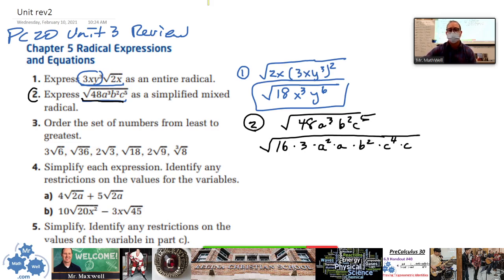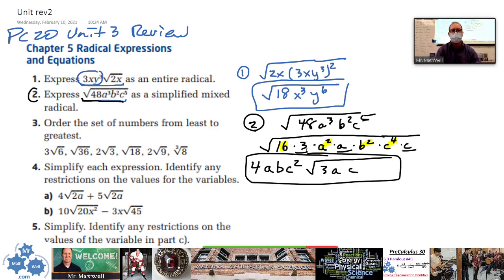From here, I'm going to take all the perfect squares that I've identified and simplify by removing them from the radical sign. So the 16 comes out of the square root club as a 4. A squared comes out as an a. B squared comes out as a b. C to the 4 comes out as a c squared. Now what am I left with inside? I still have to write down the factors that I'm left with. So that's 3 times a times c, so 3ac.